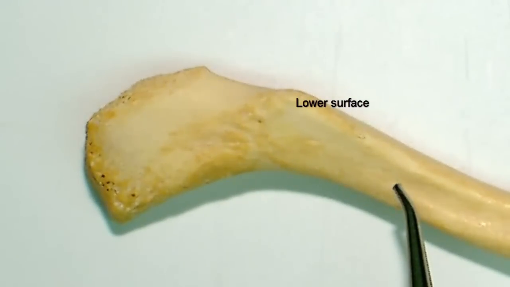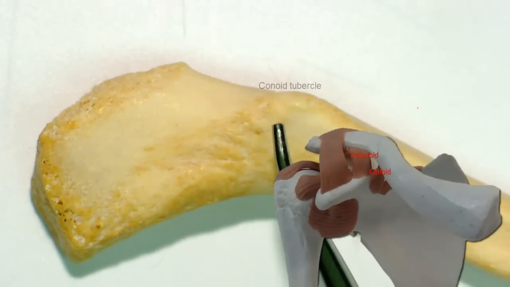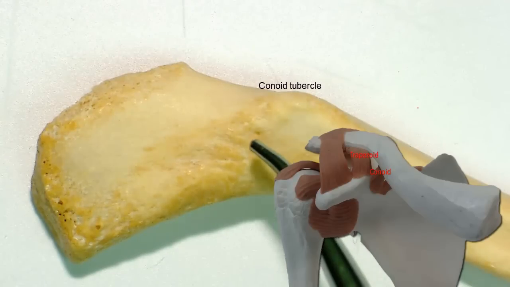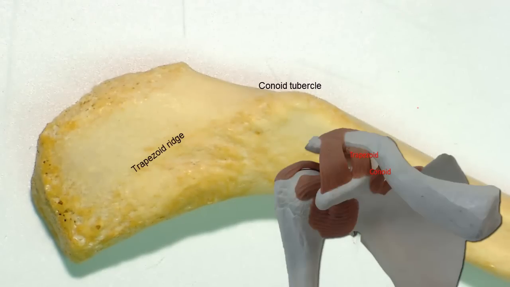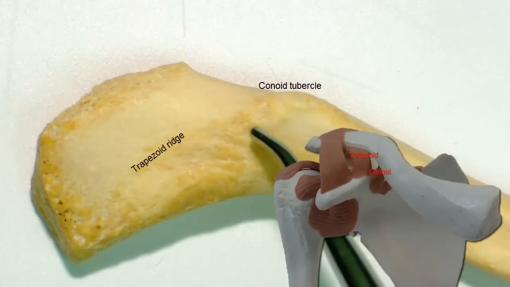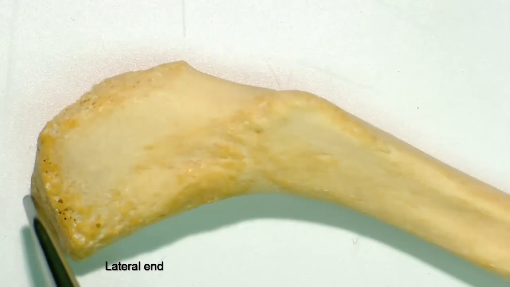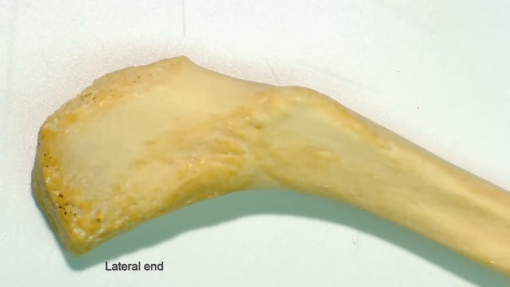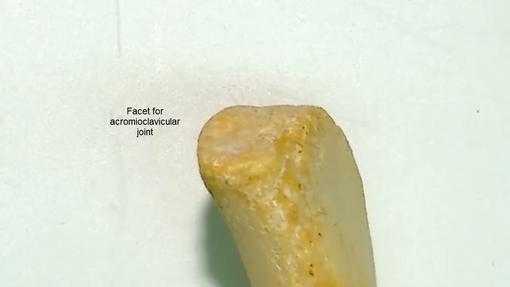Lateral to the groove of subclavius, note the conoid tubercle. Here is the conoid tubercle for the attachment of the conoid ligament. And from here, a rough trapezoid ridge extends obliquely to near the lateral articular facet, and this provides attachment for the trapezoid ligament. So the conoid tubercle and the trapezoid ridge are for the conoid and trapezoid ligaments, the coracoclavicular ligaments. The acromial end here has a facet for articulation with the acromion process of the scapula. This is the facet for articulation with the acromion at the acromioclavicular joint.